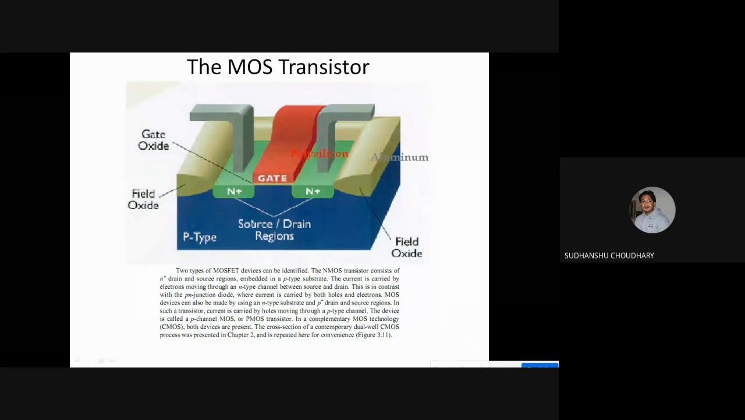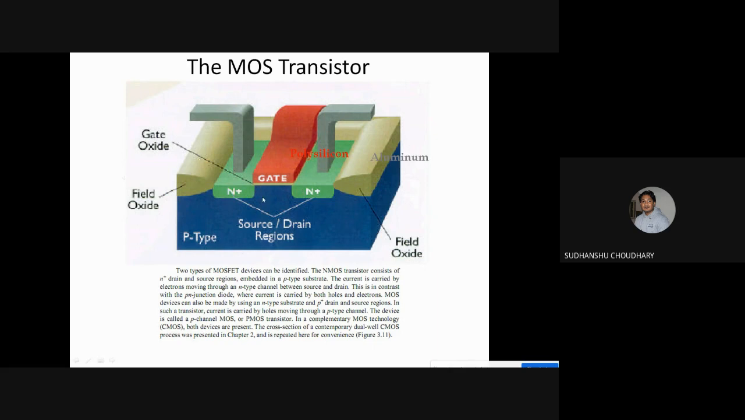Now the structure of the MOS transistor: it has a p-type substrate, and in this p-type substrate we have two n-type diffusion regions. Since this is an n-channel MOSFET, we have n-type diffusion regions in a p-type substrate. Similarly, for a p-channel MOSFET, you will have an n-type substrate and p plus, that is heavily doped p-type regions, which will act as source and drain.